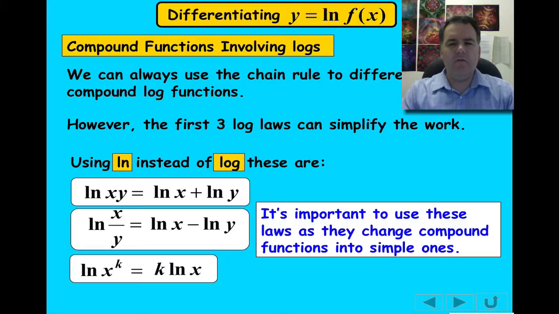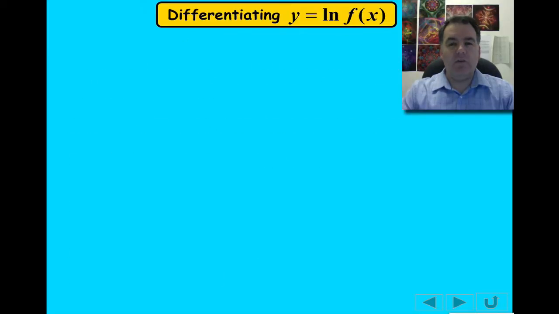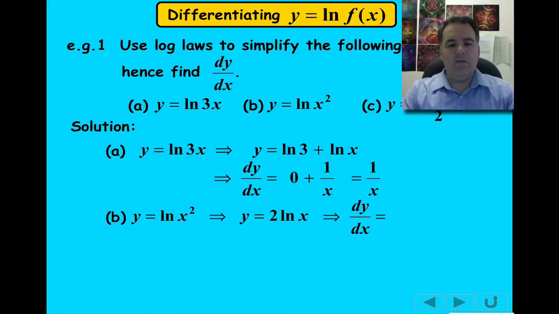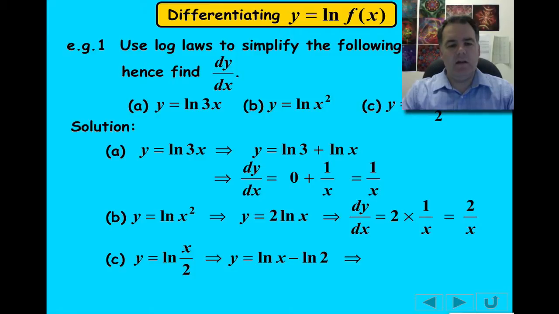First of all, I think it's interesting that the derivatives of certain log functions are all the same. So if we look at ln 3x, that's ln 3 plus ln x. So the derivative of ln 3 is just 0. The derivative of ln x is 1 over x. So that's just 1 over x. ln x squared is just 2 ln x. So the derivative will be 2 times the derivative of ln x, which is 2 times 1 over x. And the last one, ln x over 2, is ln x minus ln 2. The derivative of ln 2 is 0, so we just get 1 over x. So look at a and c, they're the same derivative, different functions, but the slope is the same.